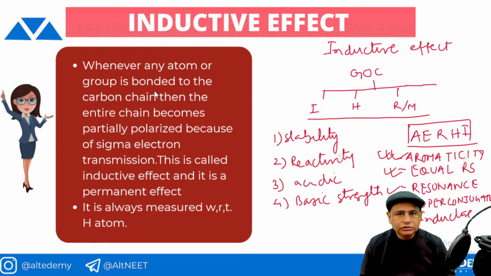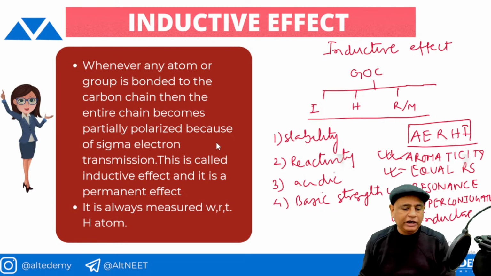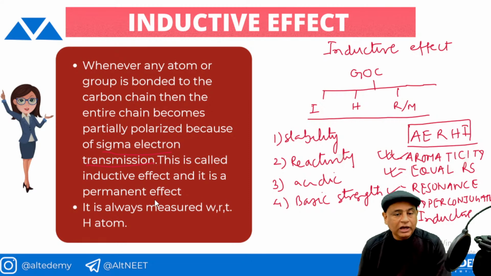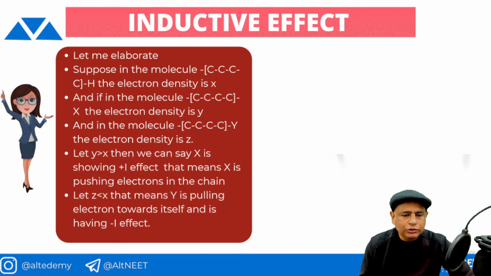Let us try to understand the concept from the grassroots. Whenever any atom or group is bonded to the carbon chain, then the entire chain becomes partially polarized because of sigma electron transmission. This is called the inductive effect, and it is a permanent effect, and it is always measured with respect to the hydrogen atom. I would like to elaborate it.